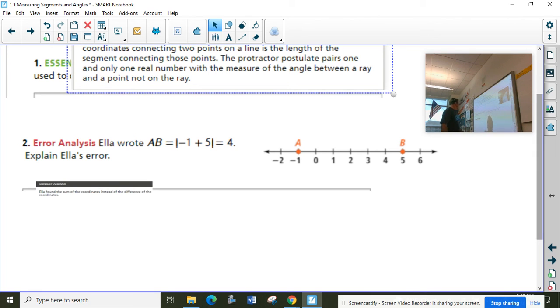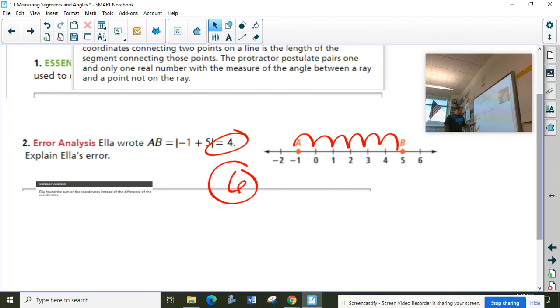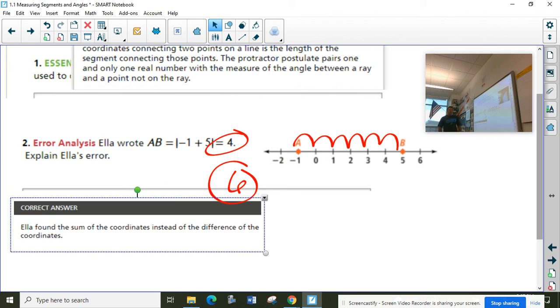Now next, error analysis. Ella wrote this: -1 plus 5 equals 4. What is her error? Because you go 1, 2, 3, 4, 5, so really it's 6. She got 4. What's the error, everybody? She added instead of subtracting. You subtract to get the total distance between them. It should have been -1 minus 5, which would have given her -6, which then would have given her 6.